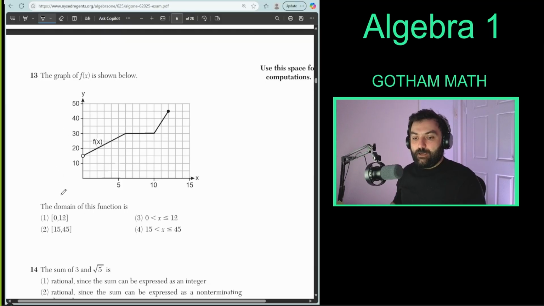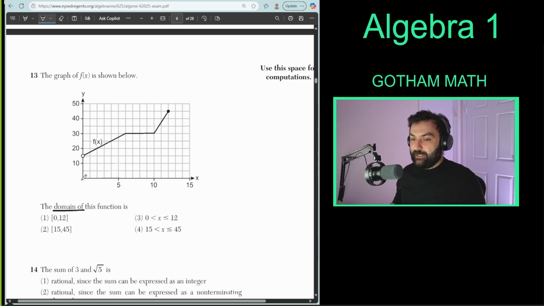The domain of this function is... domain. What is domain? Domain is how far on the left it starts. If I'm putting it in simple words, remember that. Domain is how far on the left it starts and how far on the right it ends. You know what I mean? How far on the left it starts?